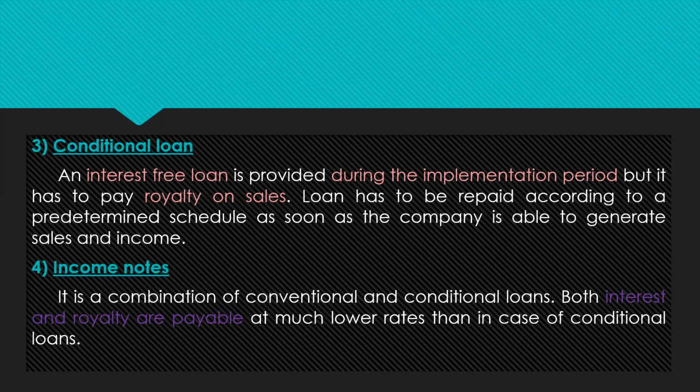The last one is income notes. Income notes is a combination of the conventional and conditional loan. That is, in conventional loan, a lower interest rate is charged, and when the company starts earning profit, normal or higher interest rate is required to be paid. In conditional loan, it is provided free of interest, but a royalty has to be paid once sales is generated. Now, income note is a combination of both of these. A lower interest rate is paid in the implementation stage, and once the company generates sales, a royalty will also be paid as percentage of the sales. So this is the income notes, a low interest rate, and a royalty once the sales start will also be paid to the venture capitalist.